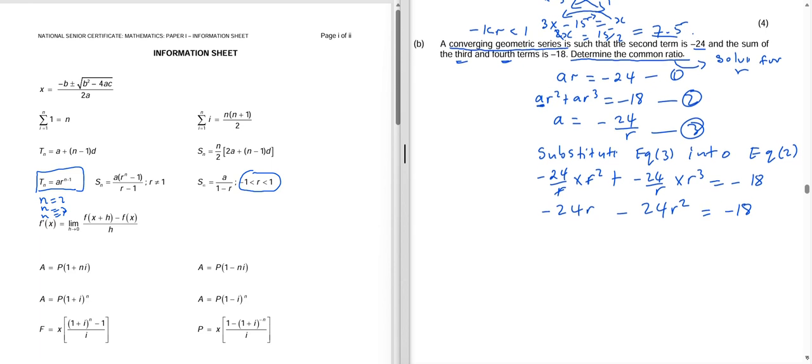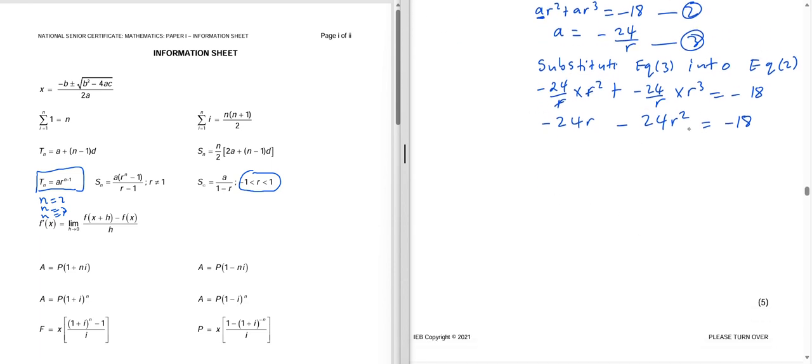This is just applying the laws of indices, right? And then here I can bring this to this side so that I can have the complete form of a quadratic equation.